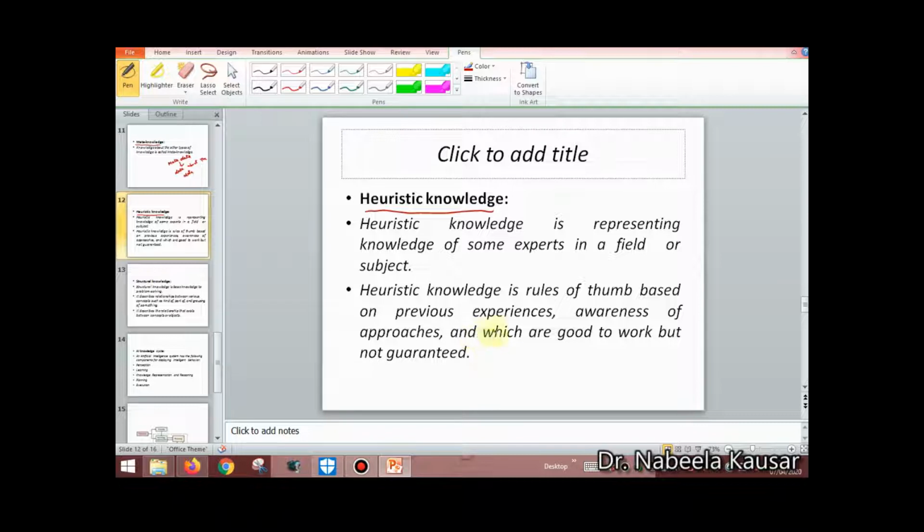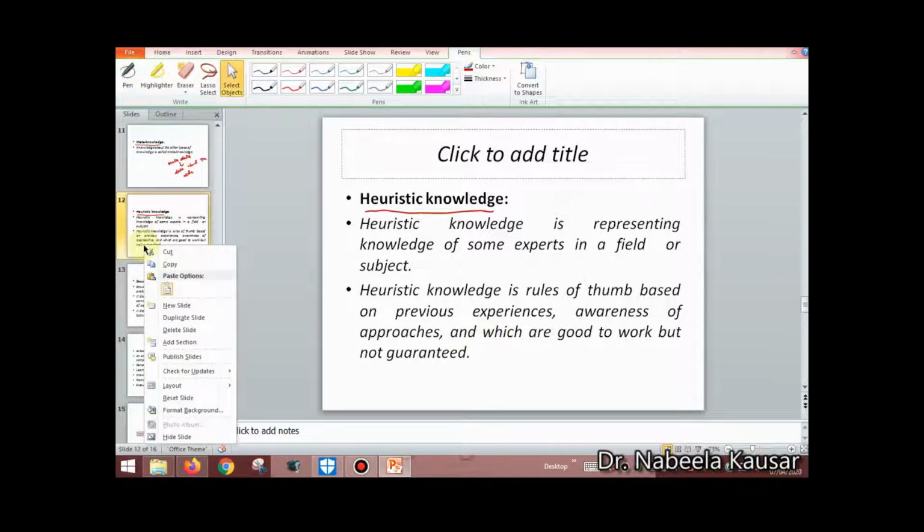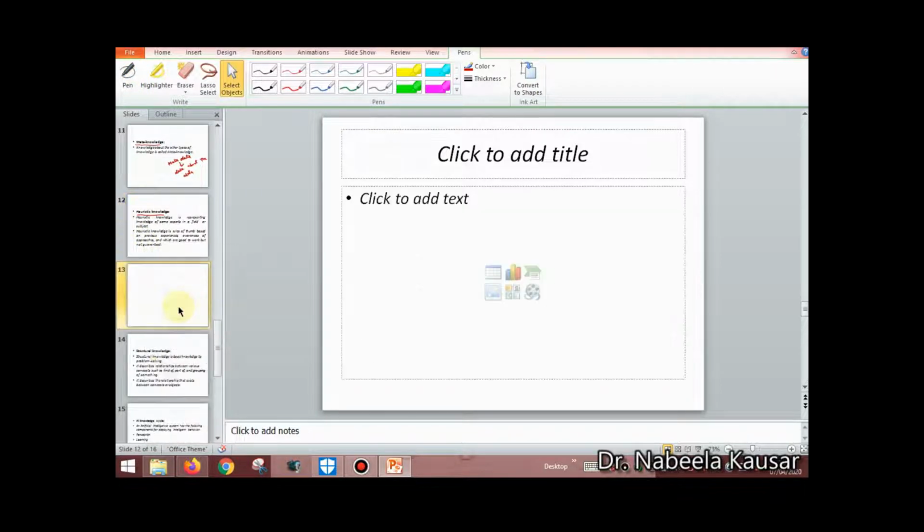Now we'll take some examples of heuristic knowledge. Heuristic knowledge, as we are discussing, is the knowledge of an expert in the field, in the specific field.